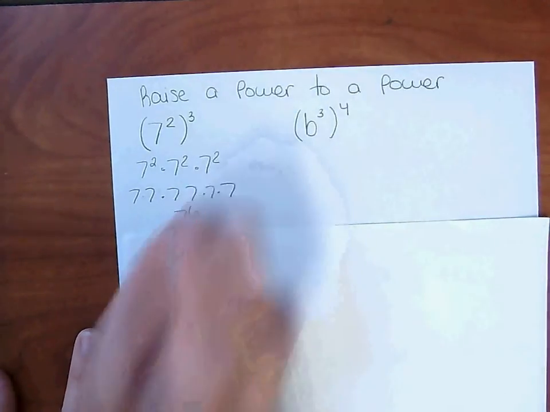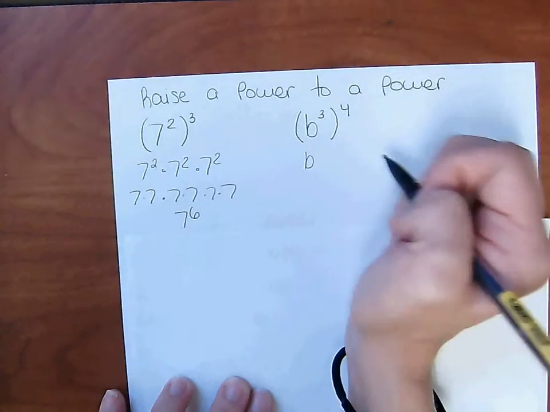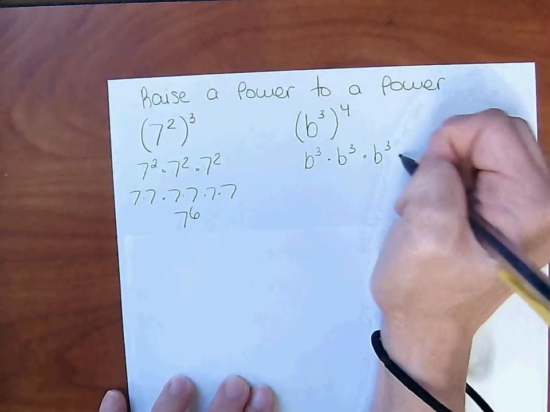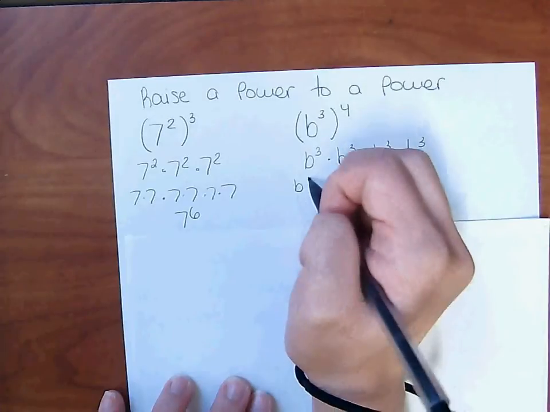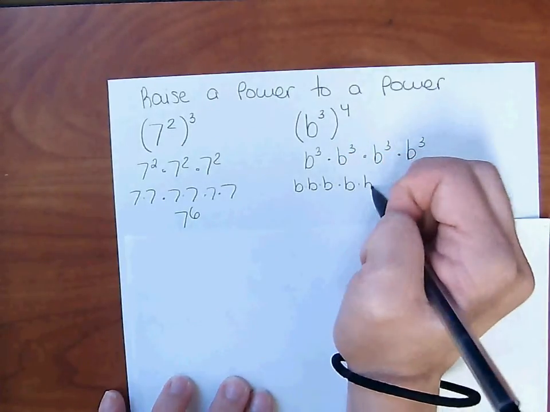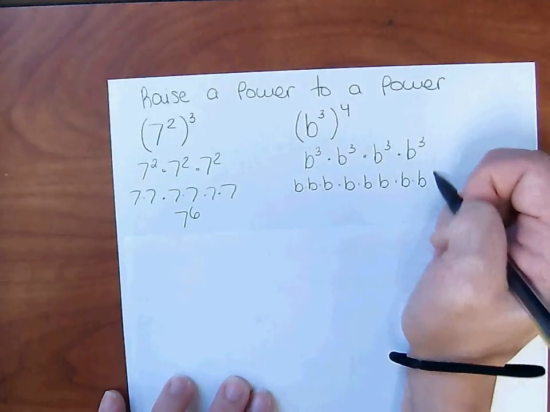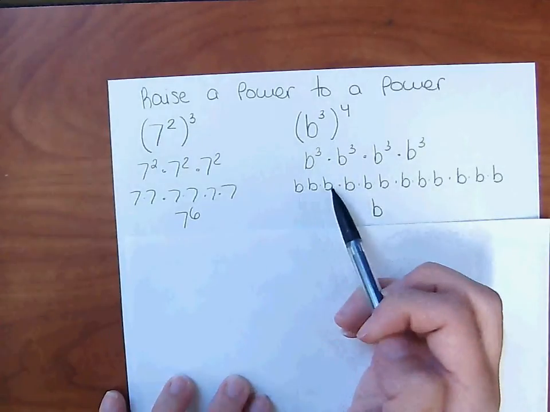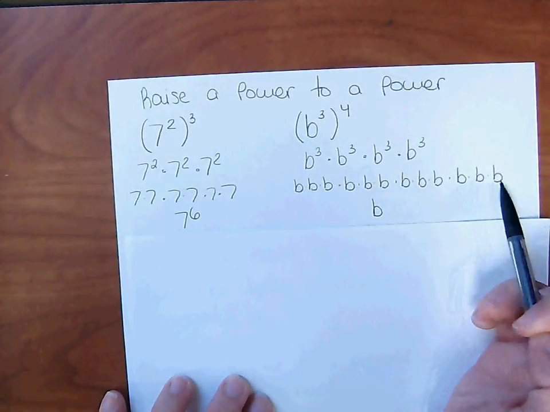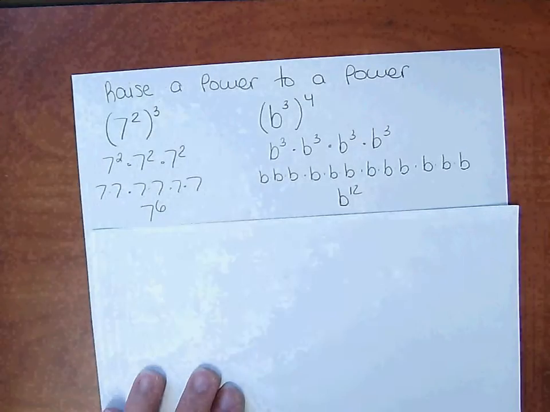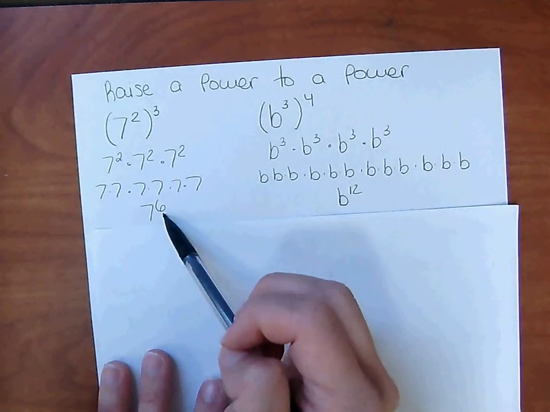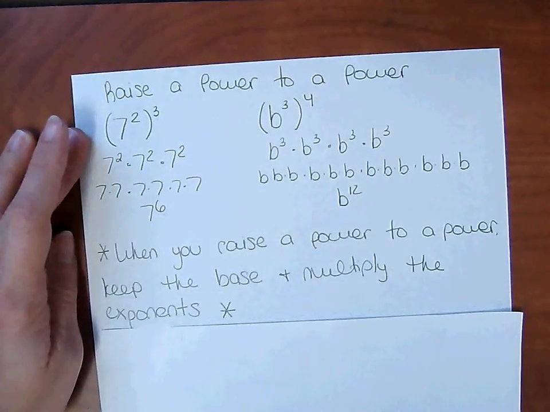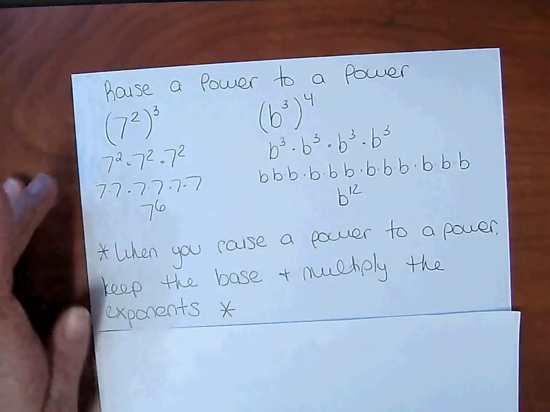7 to the 6th. Over here, b cubed to the 4th power is b cubed times b cubed times b cubed times b cubed. So that's b times b times b times b times b times b times b times b times b times b times b times b. And this base of b is repeating 12 times. And hopefully you have seen the pattern. 2 times 3 is 6, and 3 times 4 is 12. So when you raise a power to a power, you keep the base and multiply the exponents.